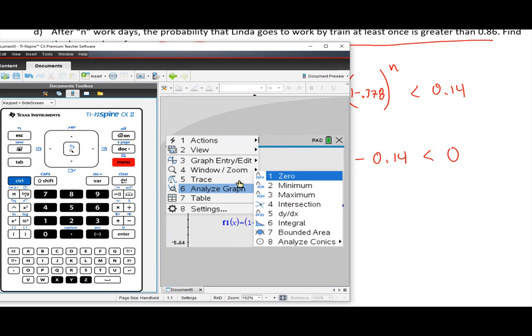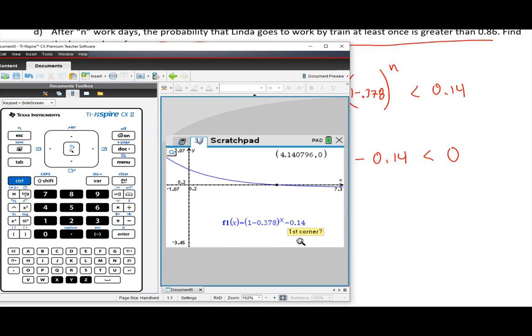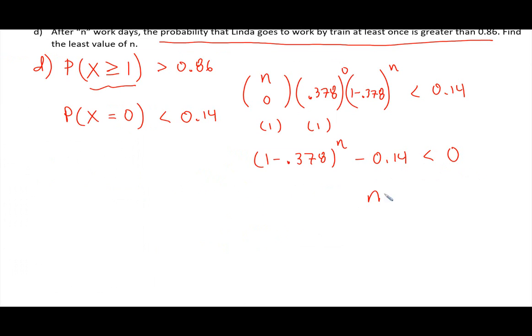Let me zoom in a little bit to see this better. So here we go. We want to know when this is going to be less than 0. 4.14, remember these represent days. So we have to go past 4 in order to be less than 0, because then you notice the graph is in the negative part. So you know n is going to equal 5. All right, so n is approximately 4.14, so n is going to equal 5. Okay, so that would be your solution there.